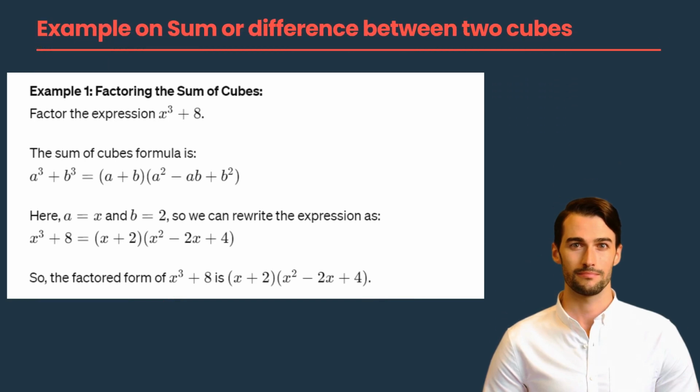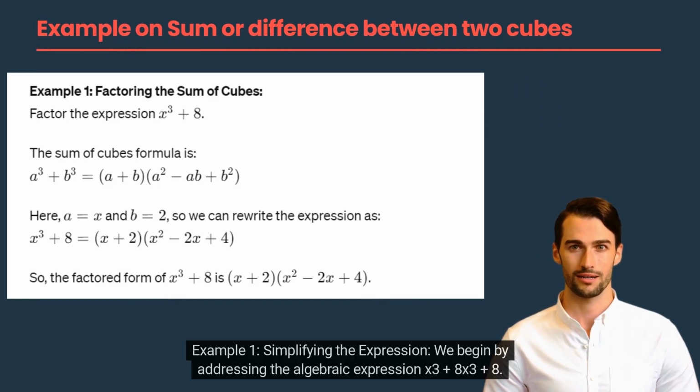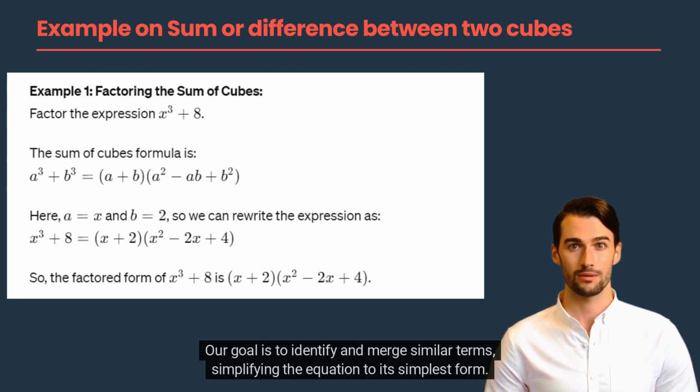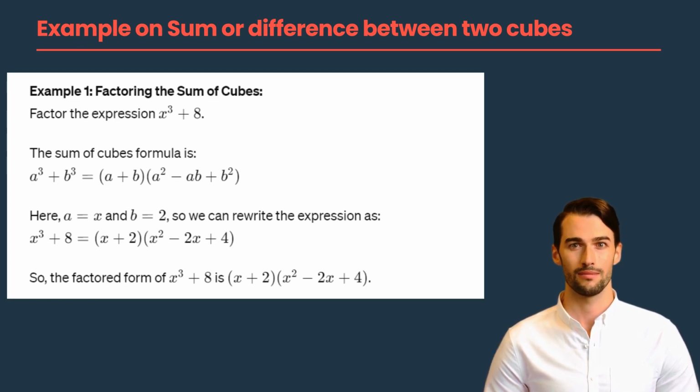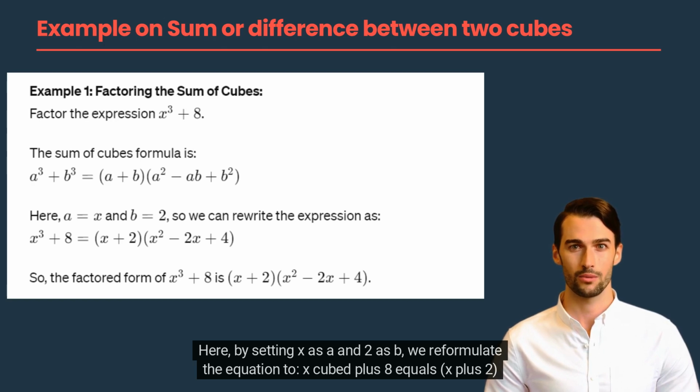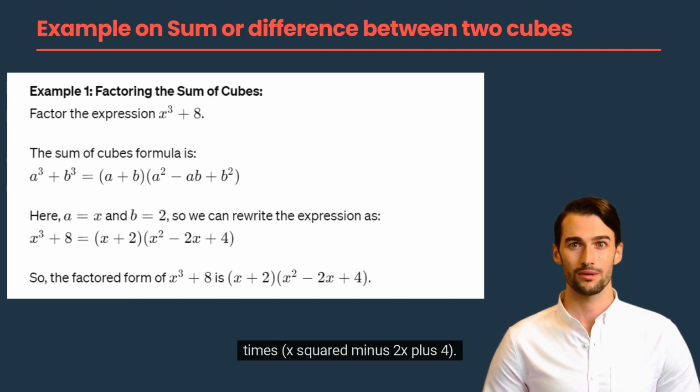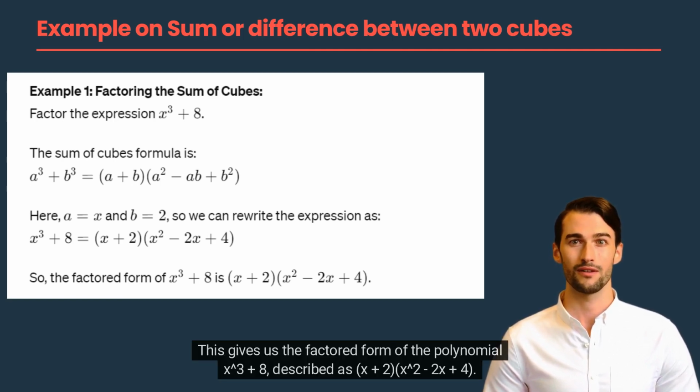Example 1. Simplifying the expression. We begin by addressing the algebraic expression x^3 + 8. Our goal is to identify and merge similar terms, simplifying the equation to its simplest form. The formula for the sum of cubes is a^3 + b^3 equals (a + b)(a^2 - ab + b^2). Here, by setting x as a and 2 as b, we reformulate the equation to x cubed plus 8 equals x plus 2 times x squared minus 2x plus 4. This gives us the factored form of the polynomial x^3 + 8, described as (x + 2)(x^2 - 2x + 4).